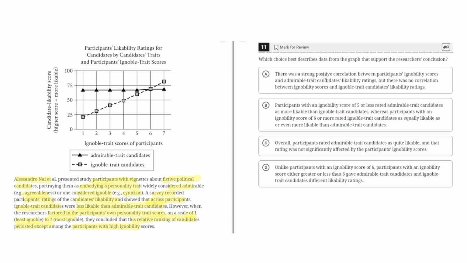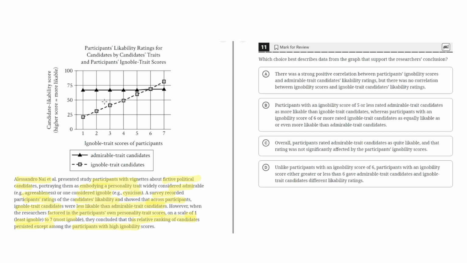A. There was a strong positive correlation between the participants' ignobility scores and admirable trait candidates' likability ratings, but there was no correlation between ignobility scores and ignoble trait candidates' likability ratings. So looking at this graph, we can see that it's about the participants' likability ratings for candidates by candidates' traits and participants' ignobility trait scores.